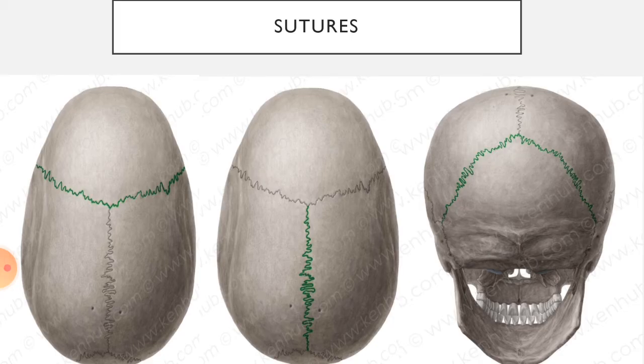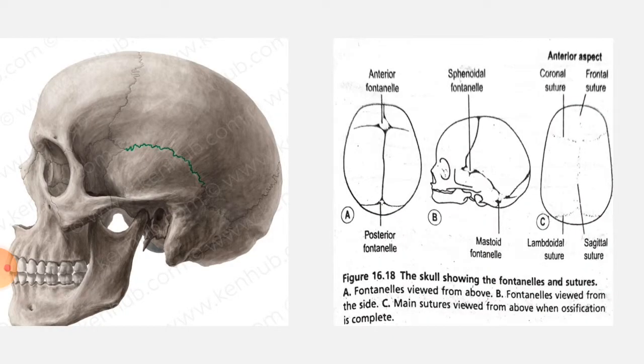These are the sutures that we have already discussed: the coronal, sagittal, lambdoid and the squamous sutures. These are the fontanelles in the infants. This one is the anterior fontanelle, which is a membranous area and soft in babies. This is the posterior fontanelle, and this one here is a sphenoidal fontanelle, but the anterior and posterior are the most important.